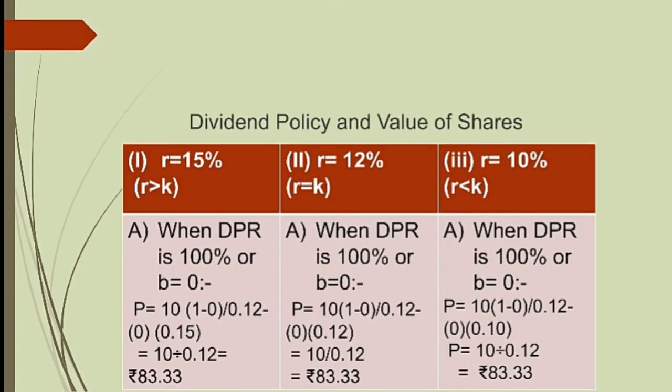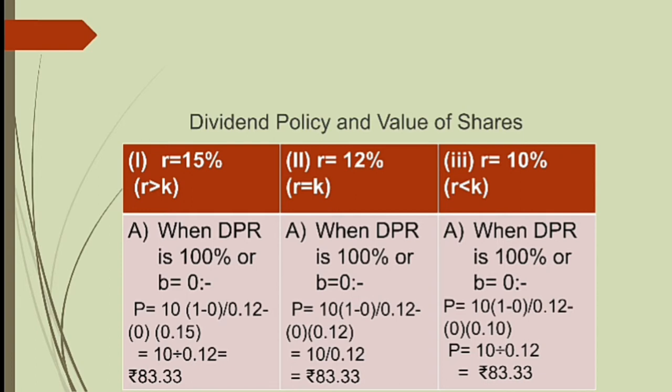So first of all, dividend policy and value of shares. We just determine, according to the question, dividend policy and value of shares. According to dividend policy conditions, I already discussed the normal firm condition, declining firm condition, and growth firm condition. So we have to solve this sum according to the principles of dividend policy.